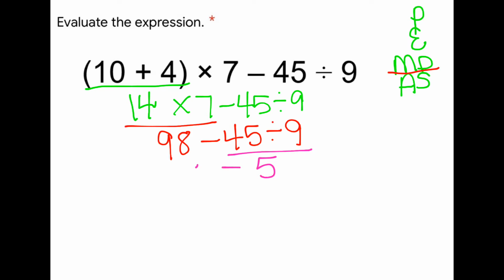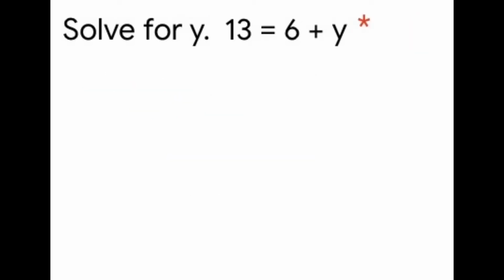And you rewrite the rest of your problem. The last step that you need to solve, obviously, is 98 divided by 5. I will let you solve that on your own, and that will be your final answer.